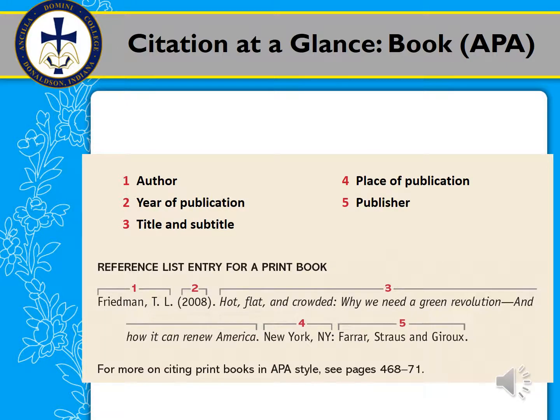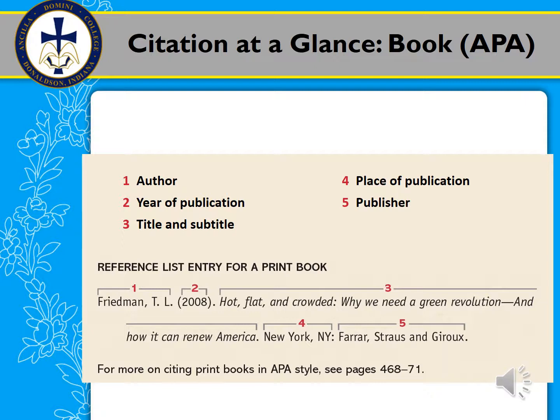And as we look at the actual listing now, we can see that it starts off the same as MLA in that we have our author name first. But if you look at that very closely, Friedman is his last name, but then they just have the initials, TL. Whereas in MLA they would say Thomas, in APA they will just have TL. They'll have their initials. Then we have the year of publication right after that, right after the author.